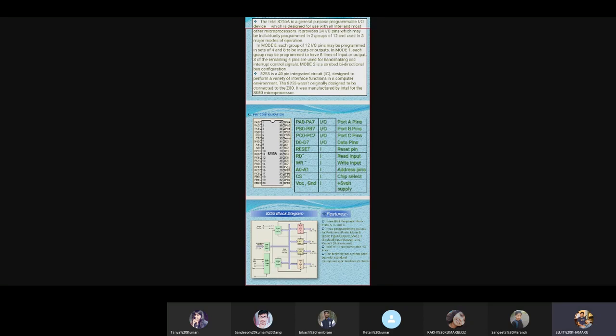And now pin number 35 is the reset pin, and pin number 36 is the WR bar or write input. Okay.